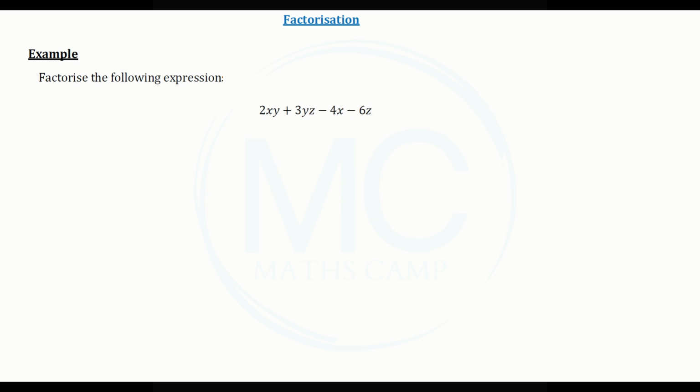2xy plus 3yz minus 4x minus 6z. Let's make these 2 terms 1 pair and these 2 terms 1 pair. In the first 2 terms, we have a common factor of y. So we can take y out and we're left with 2x plus 3z. Now our bracket contains a plus sign. And in our second 2 terms, we have a minus. So to get a bracket from these 2 terms here, we have to take out a negative factor.